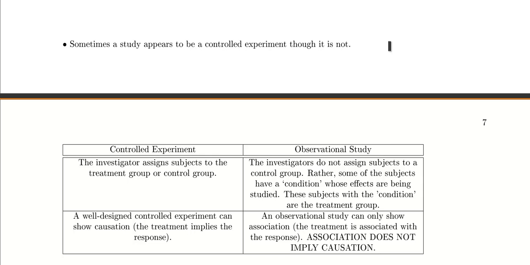And for a controlled experiment, a well-designed controlled experiment can show causation, so that the treatment actually implies or causes the response. But an observational study can only show association, meaning that the treatment is associated with the response. And association does not imply causation, and we're going to talk about this a lot throughout the rest of the class.